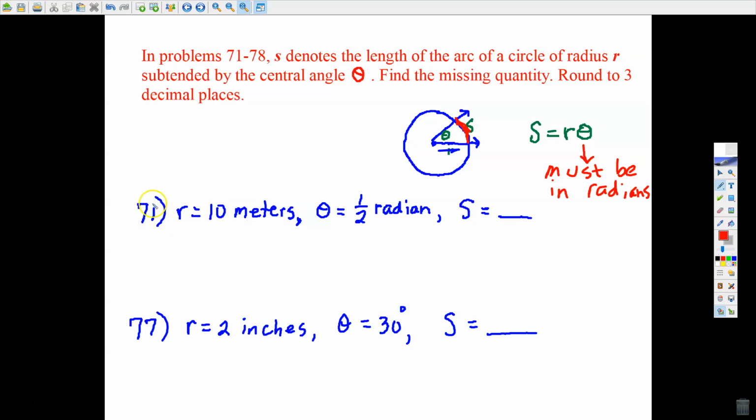So I just pulled out number 71 from this block of problems. We're told that the radius of the circle is 10 meters. Theta is given as 1/2 radian. So that's pretty easy. We just plug into our formula. S denotes the arc length. So the arc length is going to be 10 times 1/2, since theta is in radians. So the length of the arc is 5, and then you just have to pay attention to the units of the radius, which will also be the units of the arc length. So this arc length is measured at 5 meters.